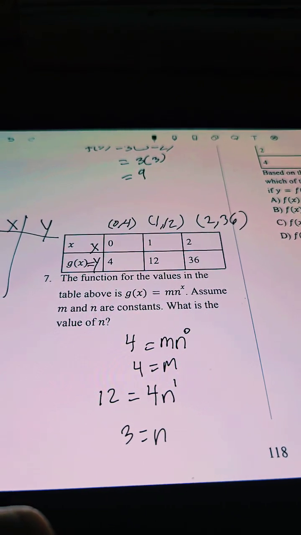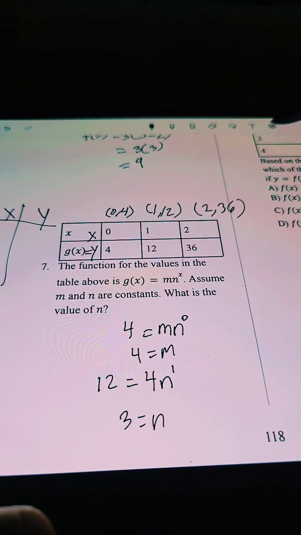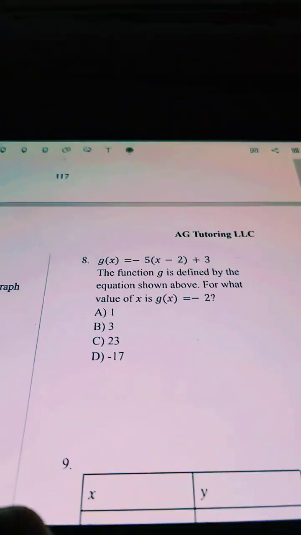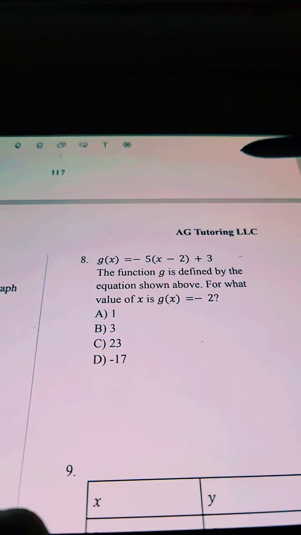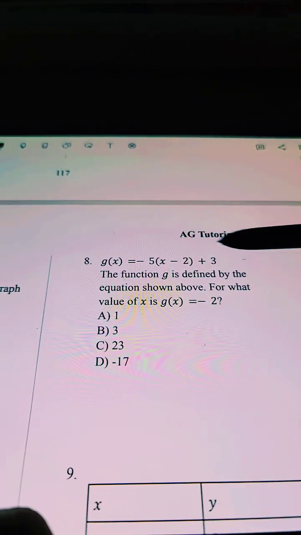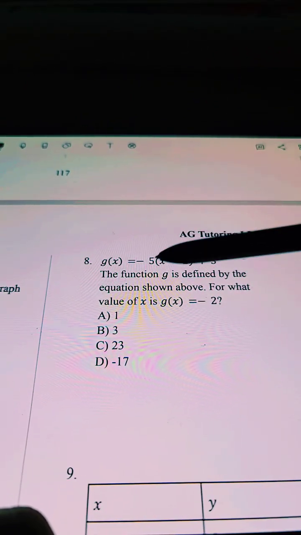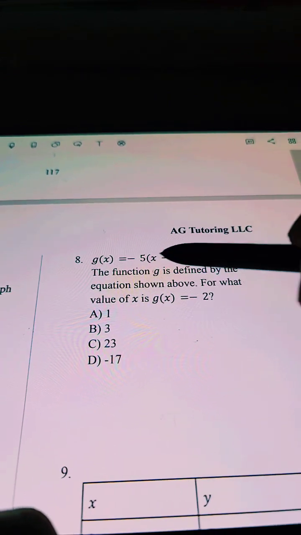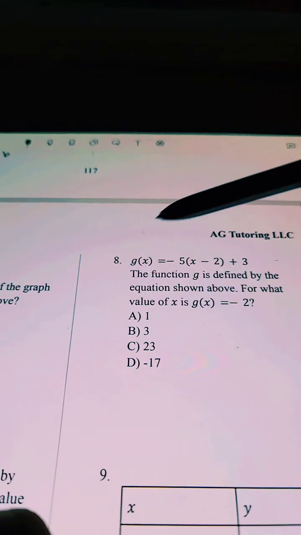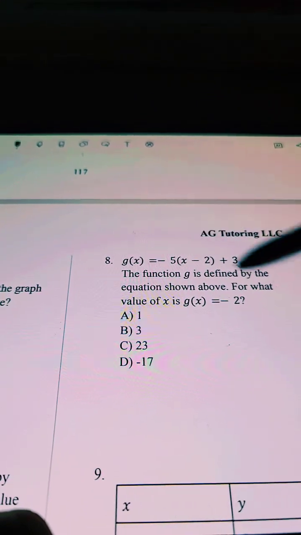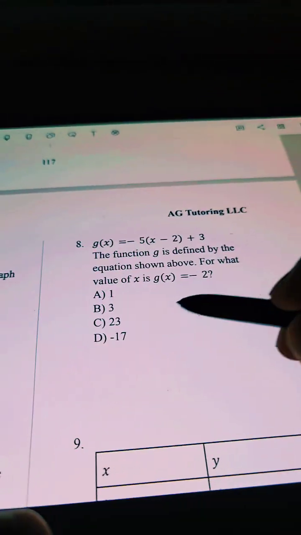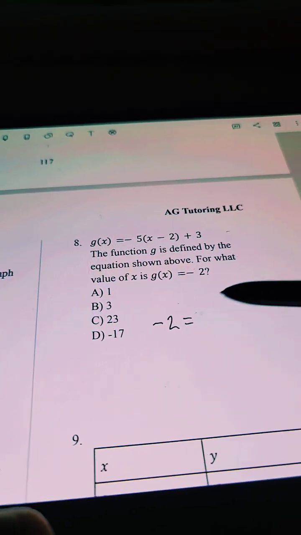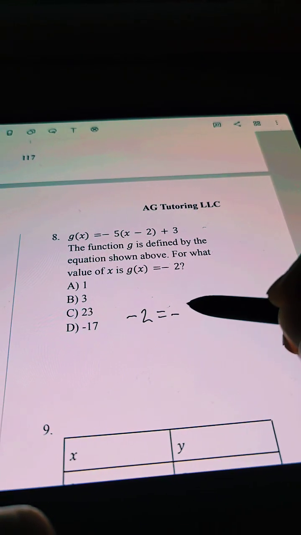Okay, so let's go to number 8. So number 8, g of x is equal to all of this. The function g is defined by the equation shown above. For what value of x is g of x equal to -2? So here you see g of x is equal to -2. So I'm going to replace g of x with -2, and then I'm going to copy over the rest of the problem.